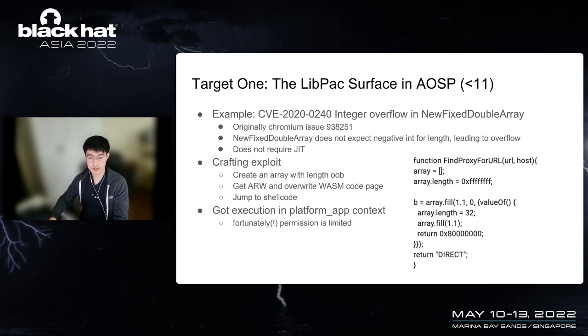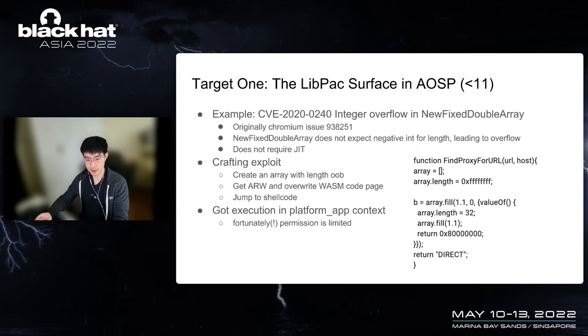For example, CVE-2020-0240 is an integer overflow in NewFixedDoubleArray. The original Chromium issue is 938251. The root cause of this bug is that NewFixedDoubleArray does not expect a negative integer for the length, and it leads to an integer overflow. It does not require JIT to exploit this bug, and the root cause is also not in JIT. We can see on the right side of the screen there is a POC code snippet for this bug.